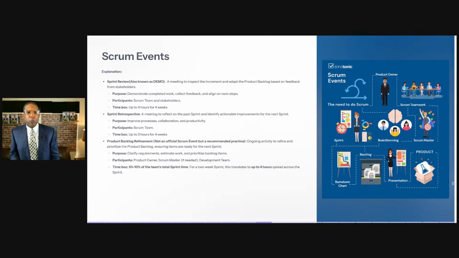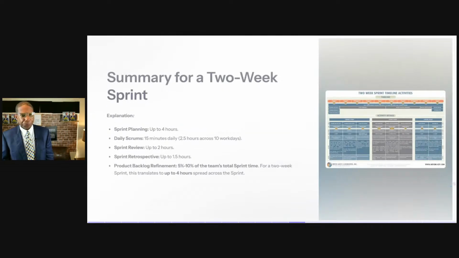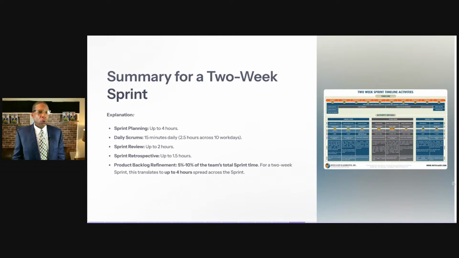Talked about the sprint review, also known as a demo, is 4 hours. Time boxing. Time boxing is an allocated fixed maximum duration for Scrum events, normally sprint, daily scrum, to ensure focus, efficiency, as well as consistent progress. Summary of a 2-week sprint.